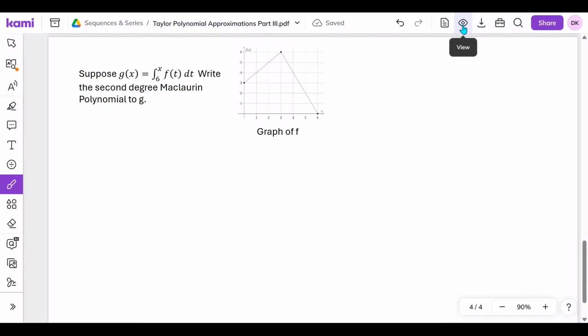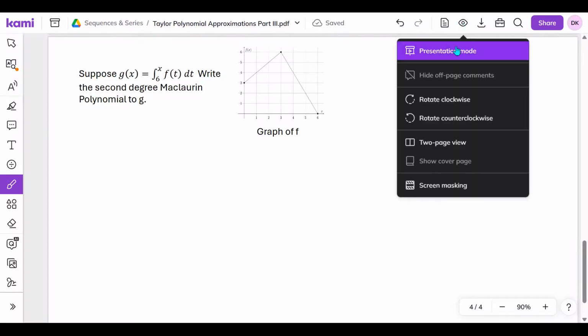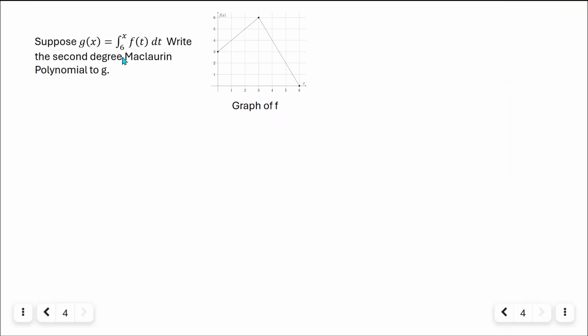Okay, so let's take a look at our last example here. Suppose that g of x is equal to the integral from 6 to x of f of t dt. I want you to write for me the second degree Maclaurin polynomial to g. All right, so second degree Maclaurin polynomial. So that means c will be 0.